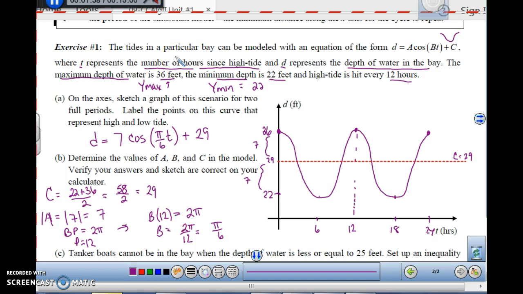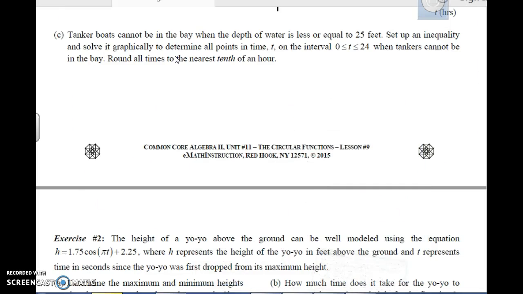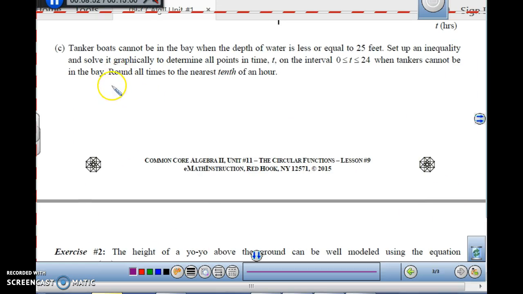So our equation that we found was D equals 7 cosine pi over 6 t plus 29. But we want that to be less than or equal to 25 feet. So the depth would have to be less than or equal to 25 feet. So if we take this equation, 7 cosine pi over 6 t plus 29 has to be less than or equal to 25.